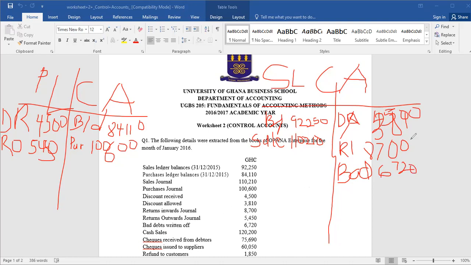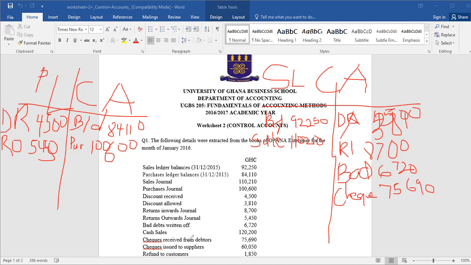And then cash sales. Cash sales doesn't appear anywhere here. Okay, we don't record cash sales here. Then cheque received from debtors. So people have bought on credit. So when they bring a cheque, of course, it reduces the amount that they owe you. So cheque receipt, which is what, from your debtors, right? So it will reduce the amount that they owe you. So it comes here. 7, 5, 6, 0, right?